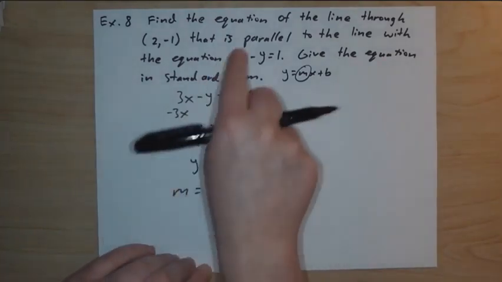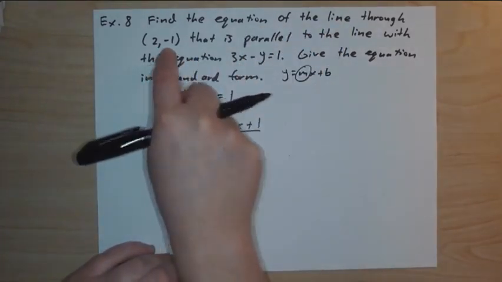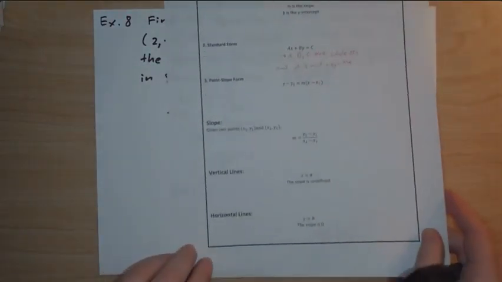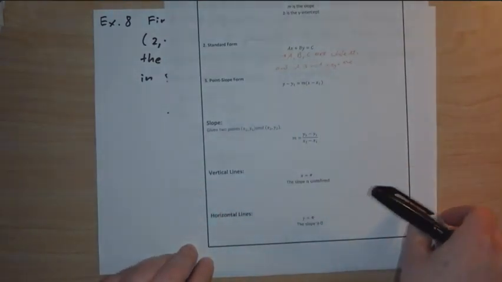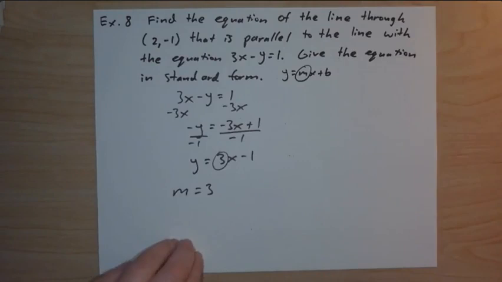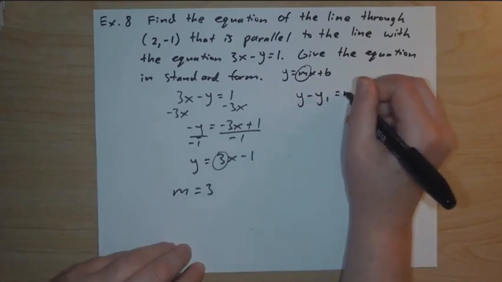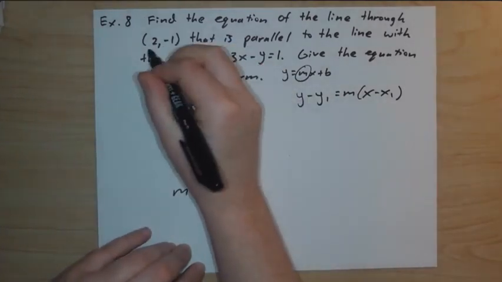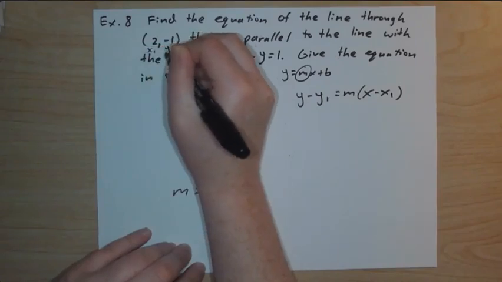So now we know two things about the equation of this line that's parallel to this line. We know that it goes through the point (2, -1), and we know what the slope is. So we're going to go back to our first page here. We notice that point-slope form is y minus y1 equals m times x minus x1. So we have a point and a slope, so I'm going to put it in that format for starters. So this right here is our point that corresponds to x1 and y1.